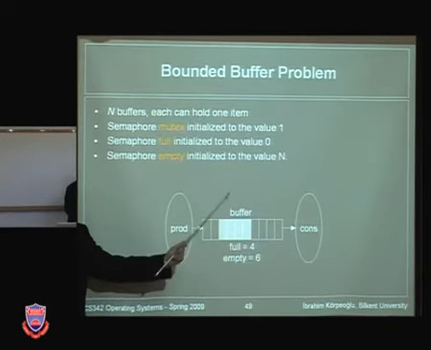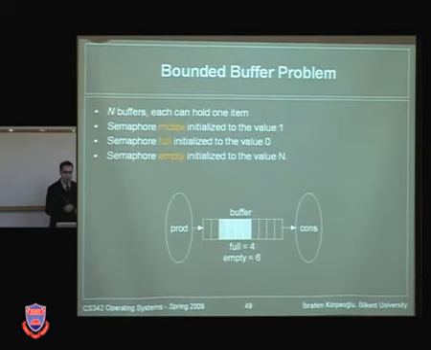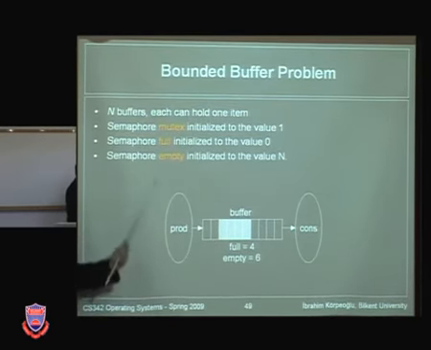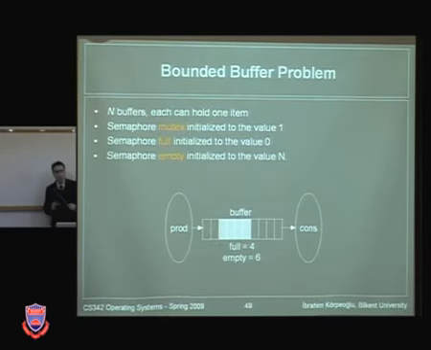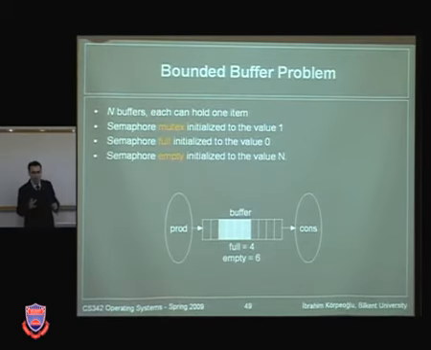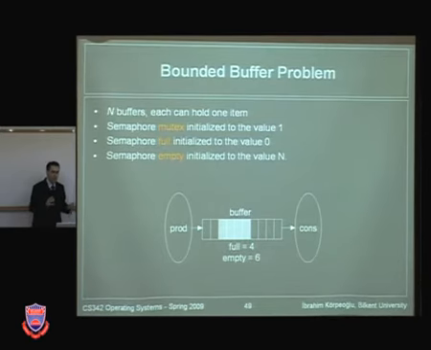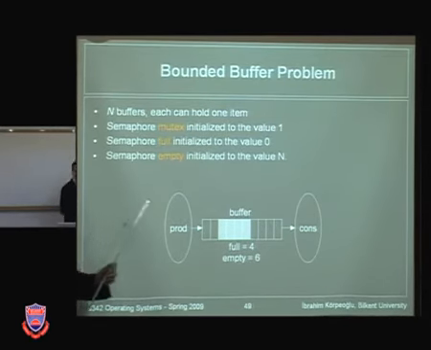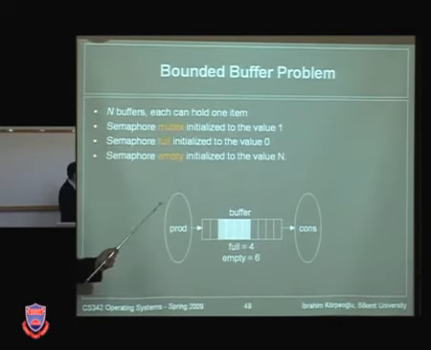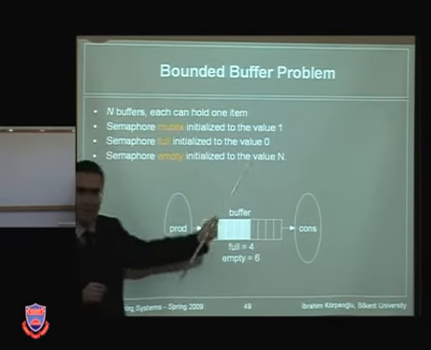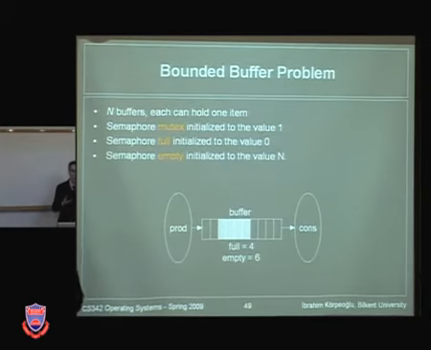So therefore, full is initialized to 0. Initially, 0 slots should be full. And the empty semaphore will indicate the number of empty slots in the buffer. Initially, what do you expect that number to be? The number of empty slots initially should be... sorry, n, right? There are n empty slots available initially, in which you can put some items. So therefore, empty is initialized to n. N is the buffer size, okay?